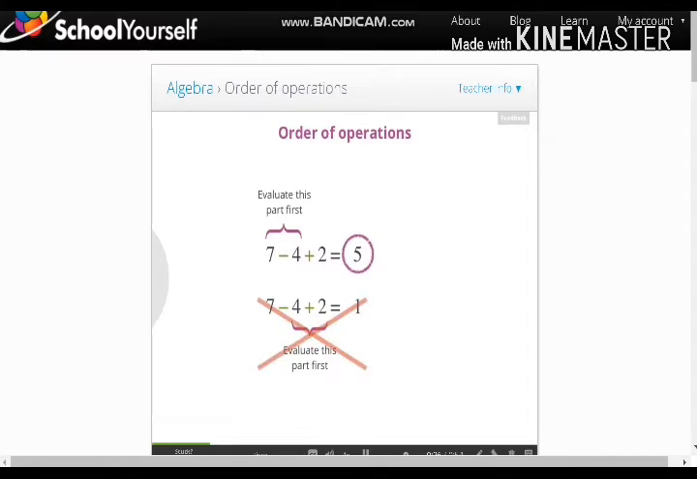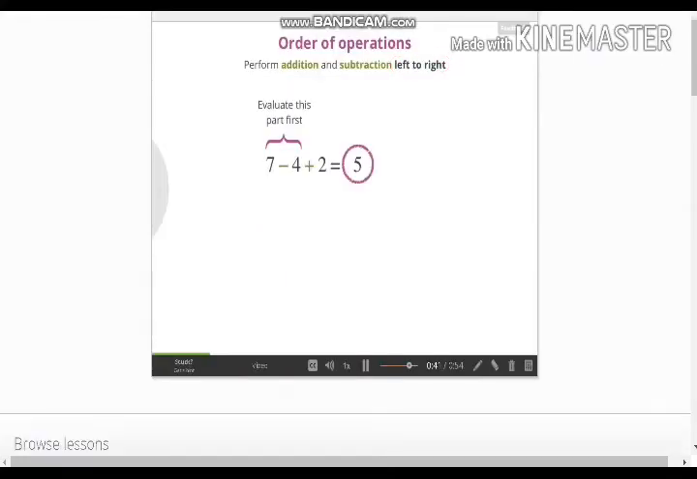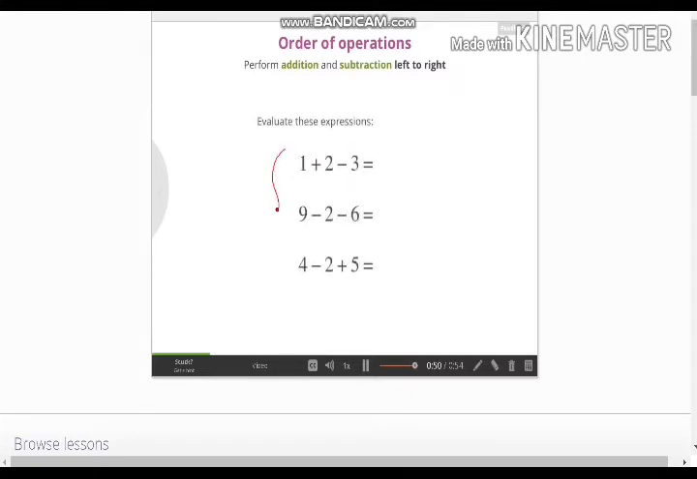And that's because order of operations says to perform addition and subtraction from left to right. So you should first perform this subtraction and then perform this addition. Let's see a few more examples. Try evaluating these three expressions here using the correct order of operations. Excellent! You evaluated these expressions from left to right, and here are the answers you found.